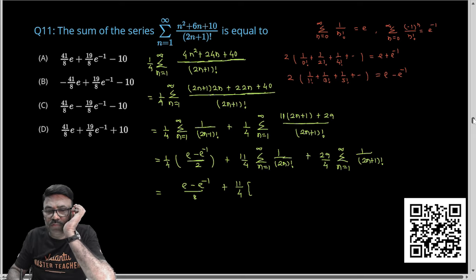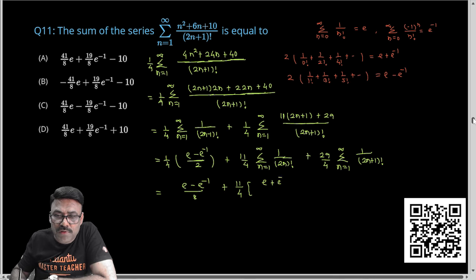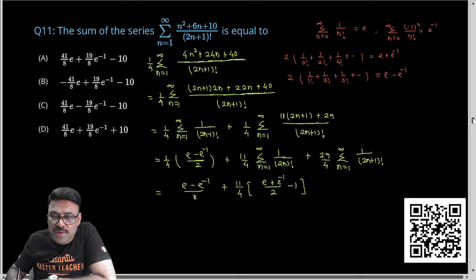Now you can see that if I put n varying from 1 to infinity, it will start from 1 by 2 factorial, 1 by 4 factorial, 1 by 6 factorial. So it can be written as e plus e raised to minus 1 by 2, minus 1. Why is 1 subtracted here? Because it is starting from 1 by 2 factorial, not with 1 by 0 factorial. So that 1 by 0 factorial is subtracted. And here also 29 by 4. This is an odd one. It is starting from 1 by 3 factorial. So this is e minus e raised to minus 1 by 2. Here also 1 will be subtracted.